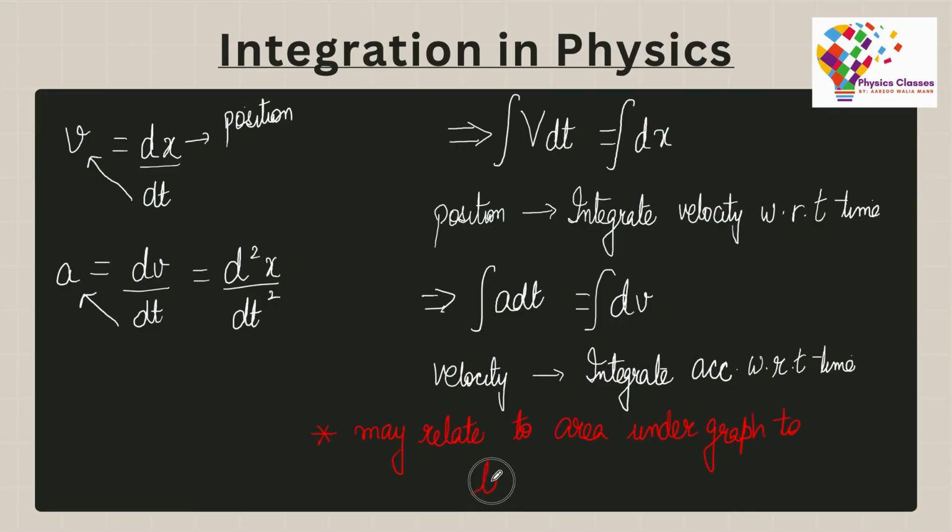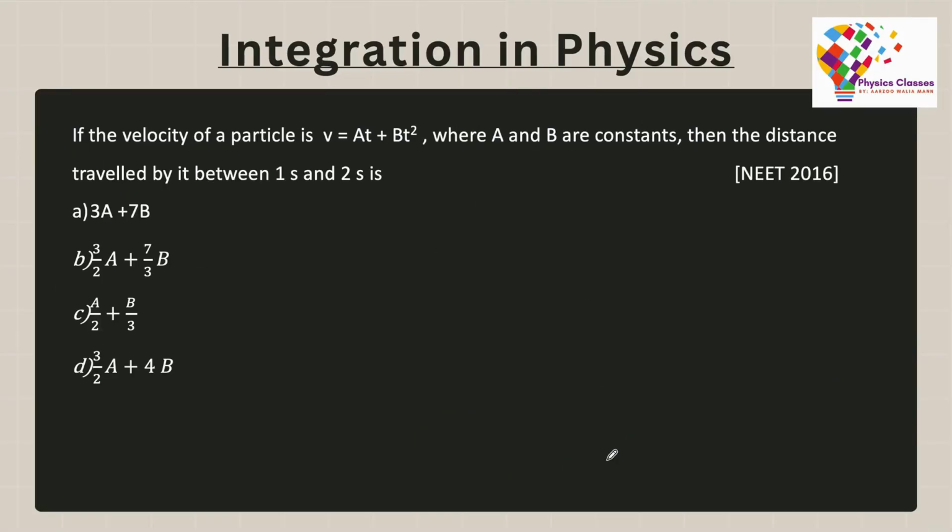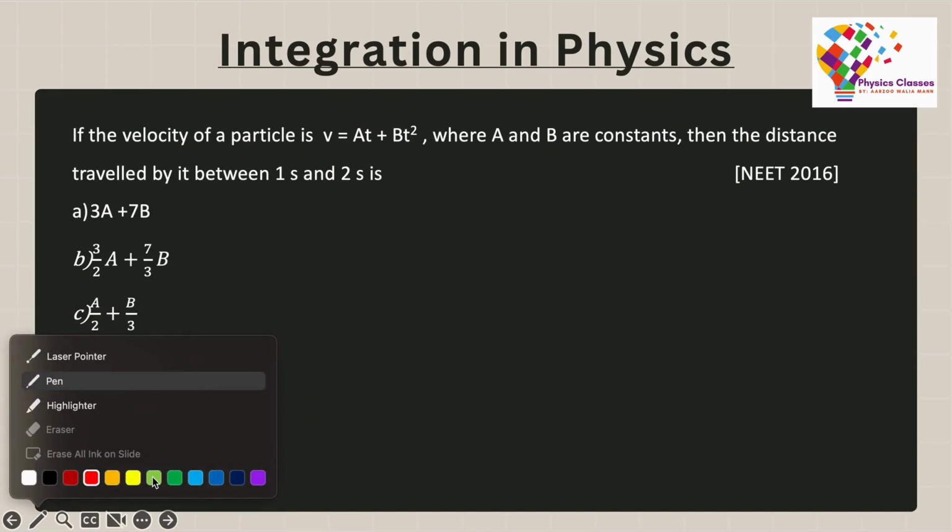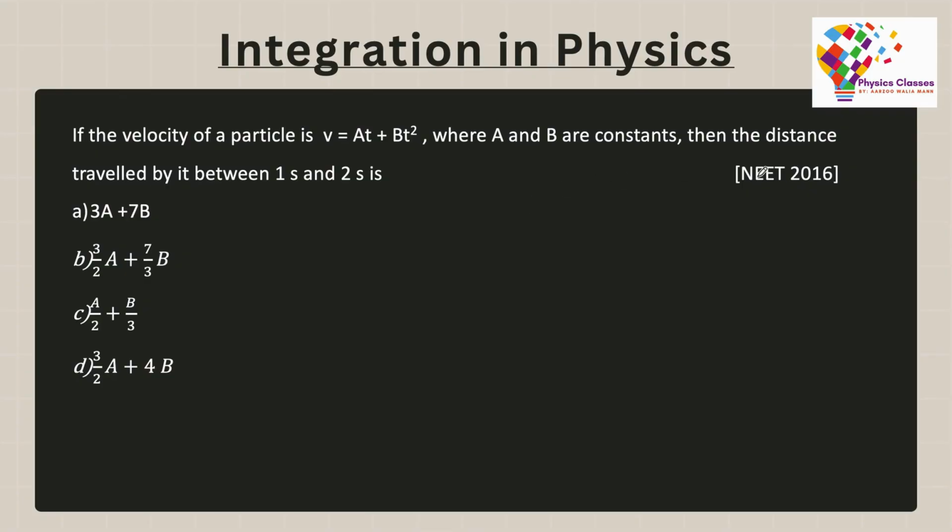If the velocity of a particle is v equal to at plus bt square, where a and b are constants, then the distance traveled by it between 1 second and 2 seconds is given by. So I already know that the position would be the integral of the velocity function with respect to time between the interval t1 and t2. Over here my velocity function is at plus bt square and the interval is between 1 to 2 seconds. So the integration of at would be at square by 2, and bt square integration would be bt cube by 3.